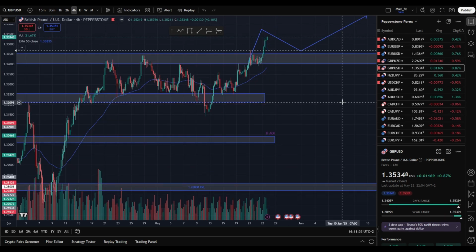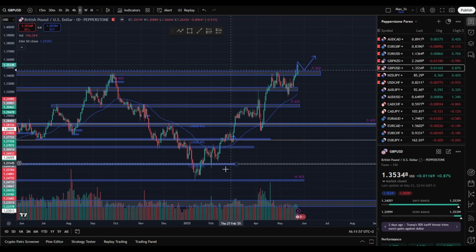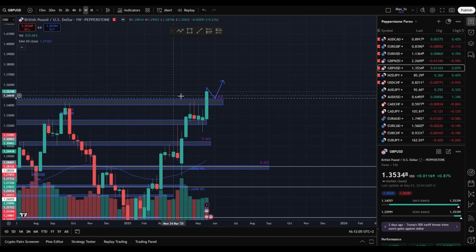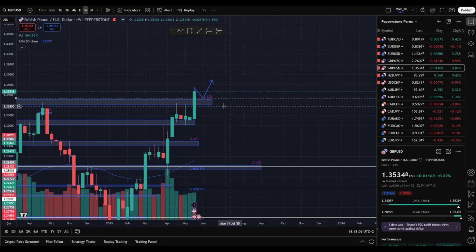Next pair I'm looking at is GBP USD. So I am looking for a long position here. As you could probably tell, we are in a beautiful major uptrend here. We have the weekly candlestick breakout off of this recent resistance area, which I want to see now turn into support. So basic break and retest trade.